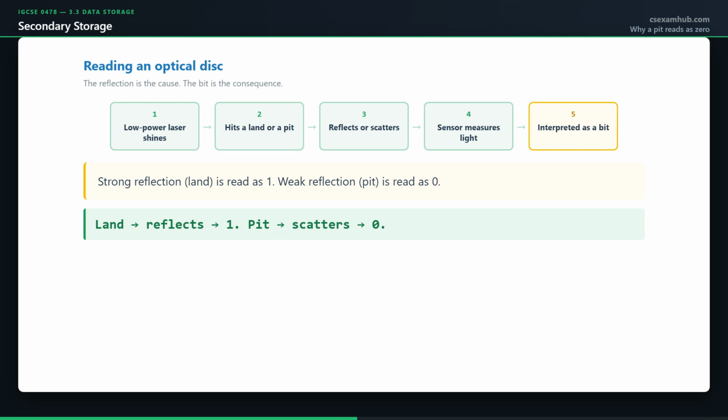Blu-ray holds most because it uses a blue laser, which has a shorter wavelength than the red laser in a CD or DVD, and a shorter wavelength can be focused onto a smaller spot, so the pits can be smaller and packed more densely into the same physical area.